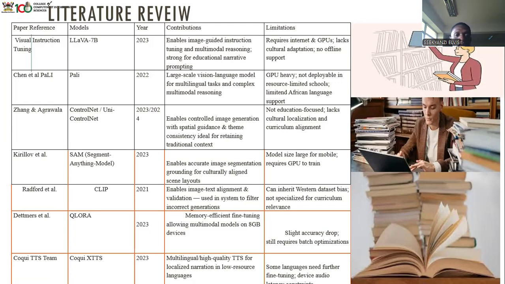Basically, this enables accurate image segmentation grounding for culturally aligned scene layouts. Then CLIP, contrastive language and image pretraining, enables image text alignment validation. We have QLoRA, the quantized low-rank adapter, which aids in memory efficient fine-tuning.